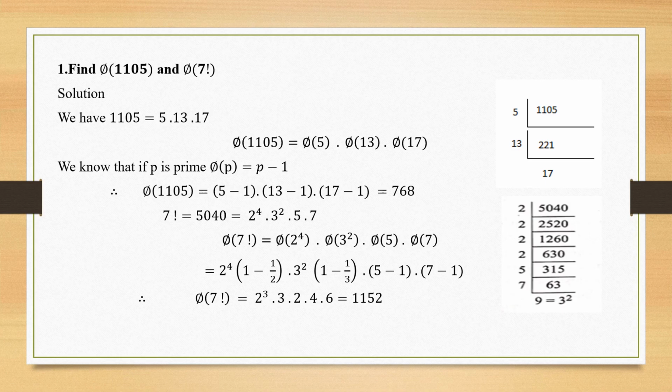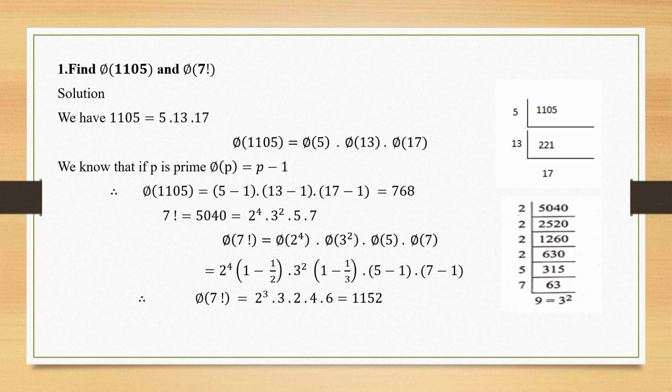Now phi of 7 factorial. Now I'll operate the totient function. Phi of 7 factorial is equal to, applying phi to the individual product terms, phi of 2 raised to the power of 4, phi of 3 squared, phi of 5 and phi of 7. Here 7 is a prime number, so I can simply write it as 7 minus 1. And 5 is also a prime number, so I can write it as 5 minus 1, as I did earlier in the case of 1105. But for the first two terms, I have terms raised to some power. So here the power is different and here it is also different.